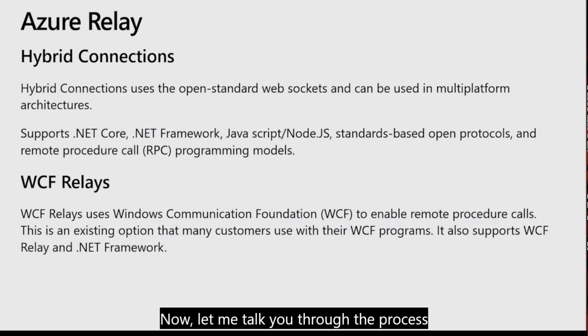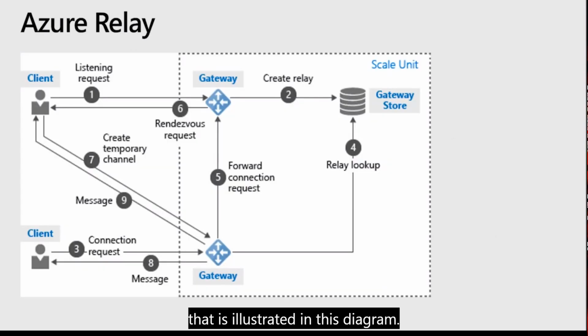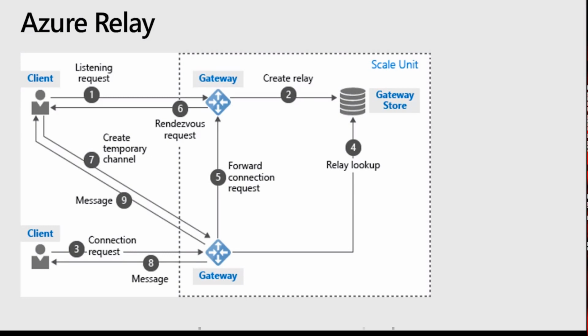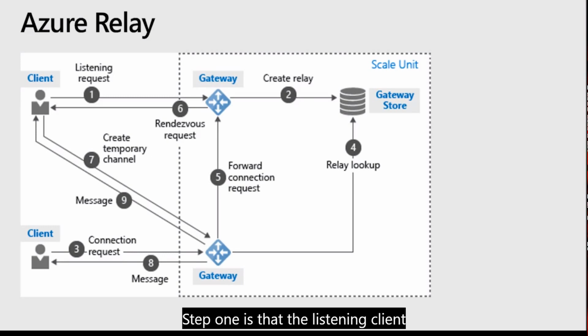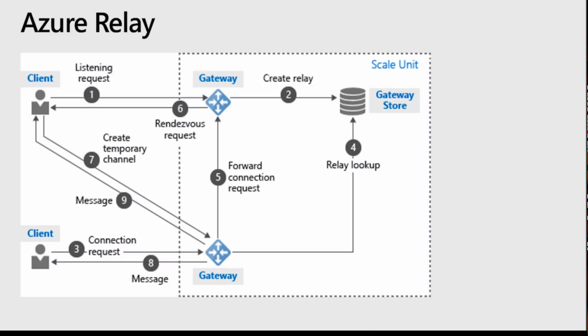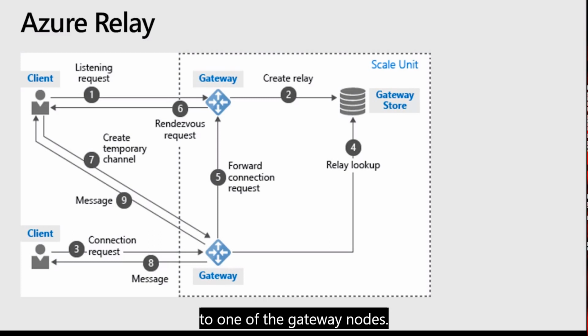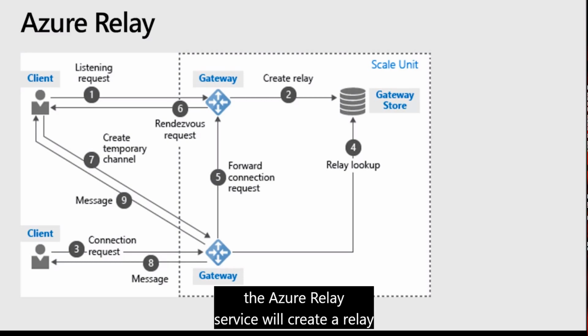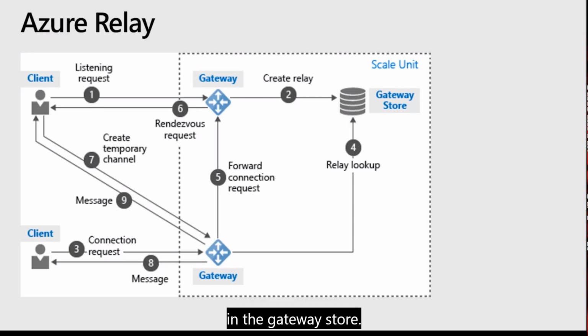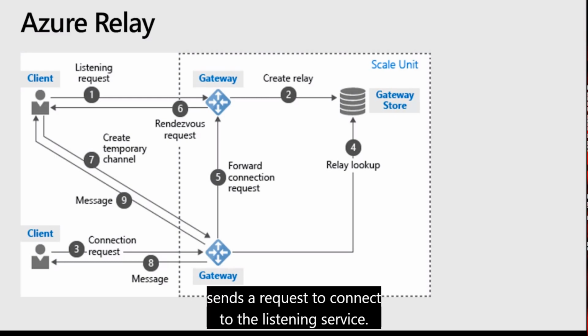Now let me talk you through the process that is illustrated in this diagram. Step one is that the listening client sends a listening request to the Azure Relay service. An Azure load balancer will route that request to one of the gateway nodes. In step two, the Azure Relay service will create a relay in the gateway store. In step three, the sending client sends a request to connect to the listening service.